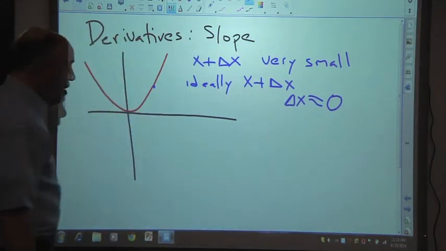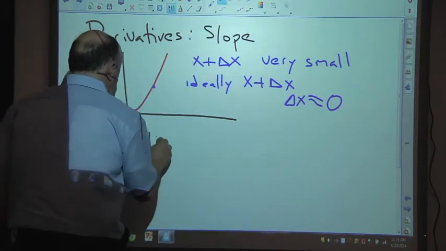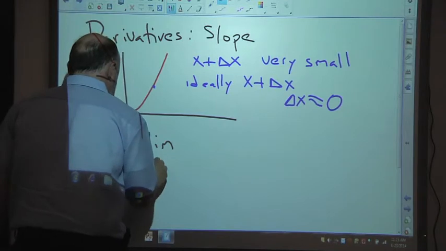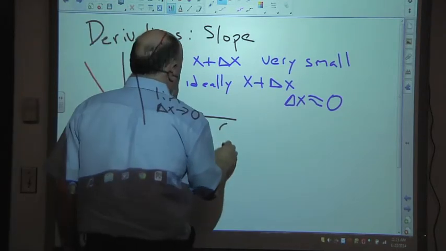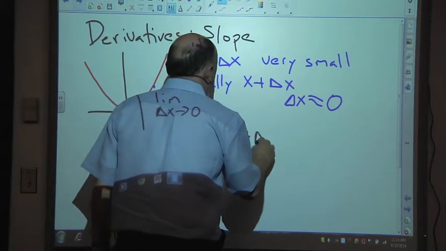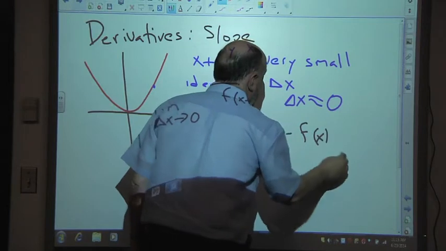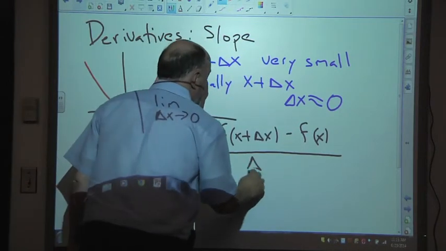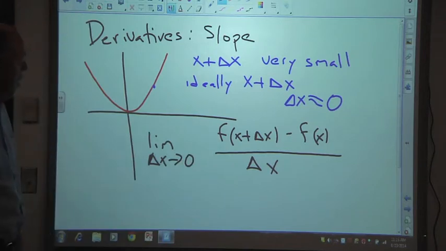And so we get to derivatives, and derivatives are given by a limit of f of x plus delta x minus f of x all over delta x. So it's the same equation I had before, except now we have the added feature that delta x is going to 0.